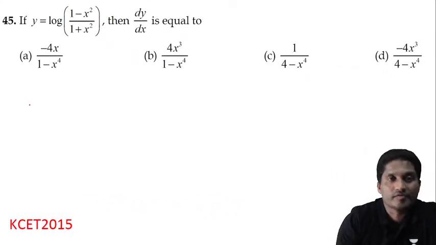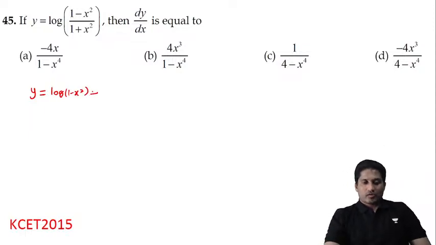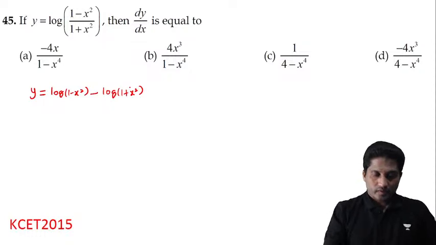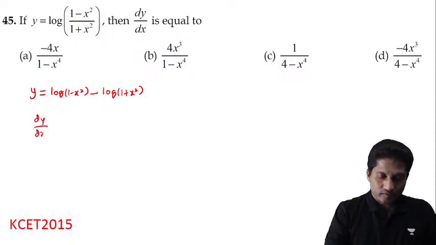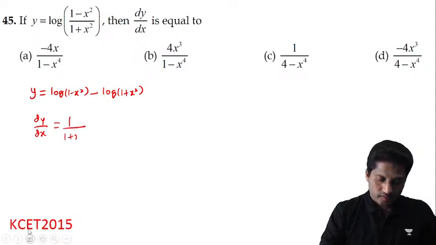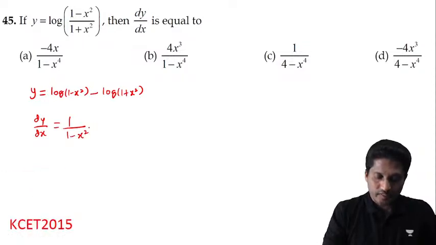Now if I want to differentiate this, I'll first use the log properties. Log of m by n is log m minus log n, so log of 1 minus x square minus log of 1 plus x square. Now dy by dx is equal to, differentiation of log x is 1 by x, so 1 by 1 plus x square, differentiation of x square is 2x, minus 1 by 1 plus x square, differentiation of x square.